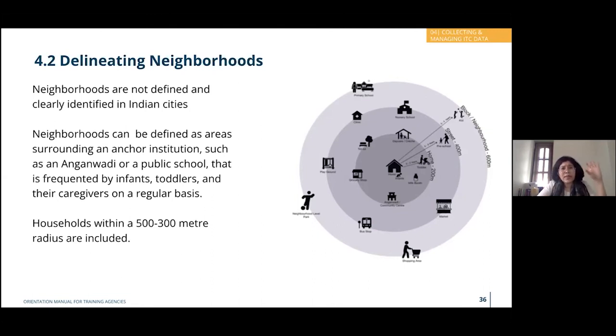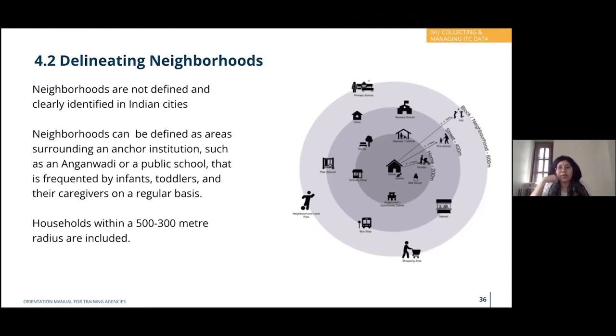The first is that you place an anchor institution at the center. So what is an anchor institution? Anchor institution is something ITC uses a lot. It could be an Anganwadi, it could be a public school, or any other institution which is frequented by infants, toddlers and caregivers. You locate one, and the area that falls within 300 meters and 500 meters of it, we can demarcate as a neighborhood. Okay, so we identify one Anganwadi and then you identify 300 meters.